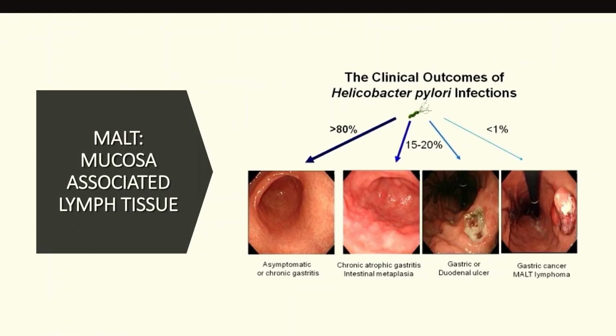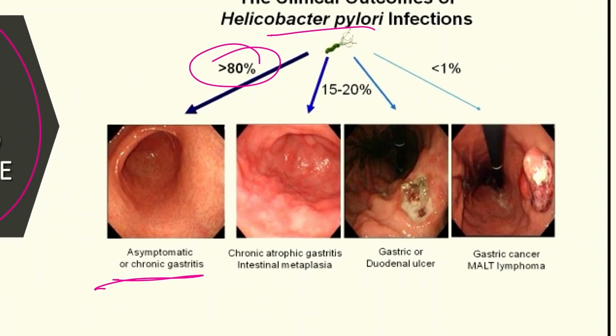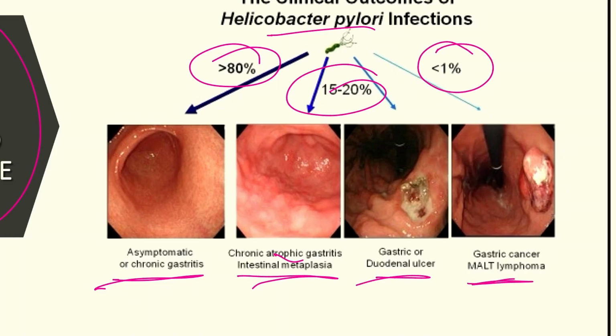Another type of cancer with H. pylori is this MALT, which is mucosa-associated lymphoid tissue. We talked briefly a little bit about GALT, the gastric one, but this is mucosal. You can see here, 80% will be fine. Just some simple gastritis. 15 to 20% will have some atrophic gastritis or an ulcer. Less than 1% will have the cancer, which is the MALT lymphoma.